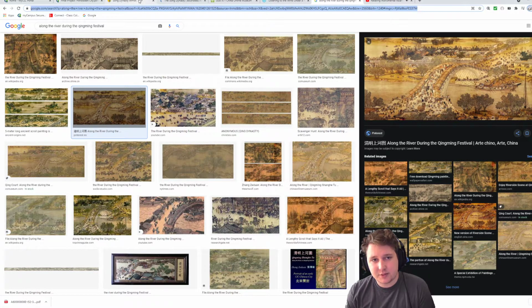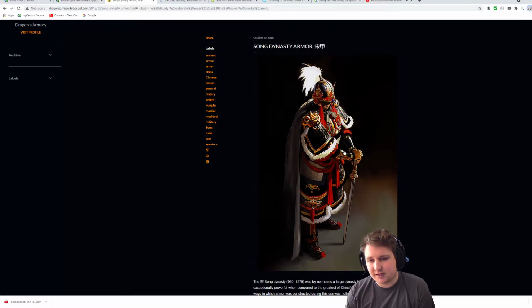What drew me to this was the Song Dynasty armor, which is very artistic in nature and focuses on the importance of the art of clothing. As you can see, there is much more artistic value to it. It was some of the heaviest armor made in the entirety of Chinese history, used against the northern barbarian invasions of the Mongols.